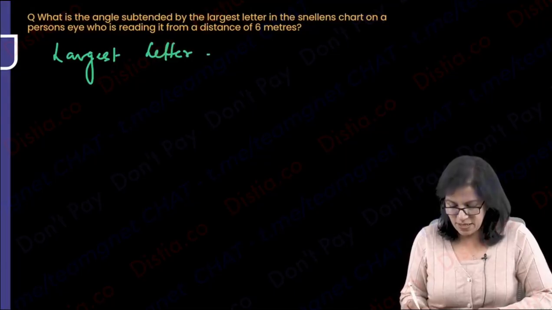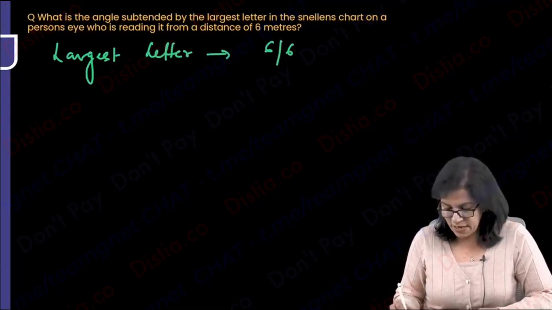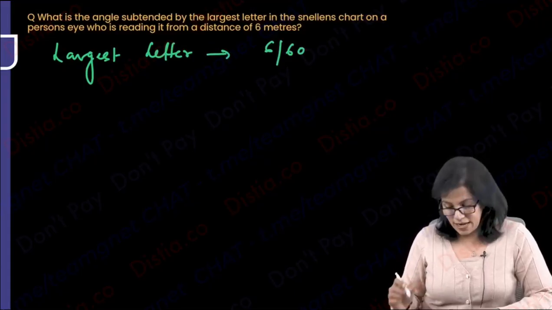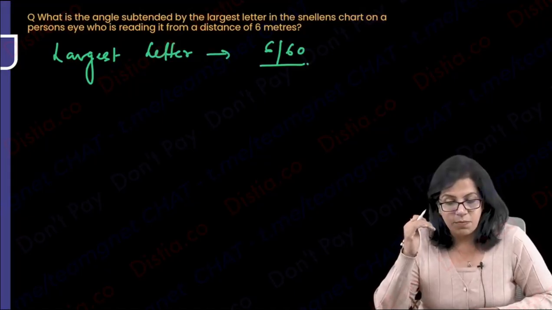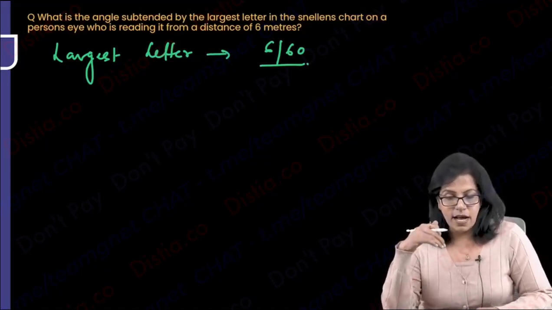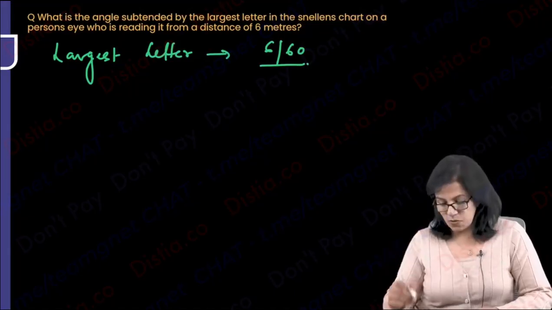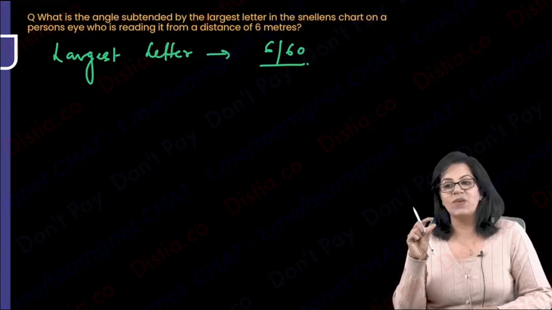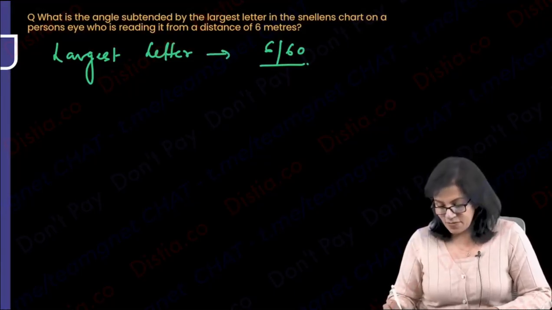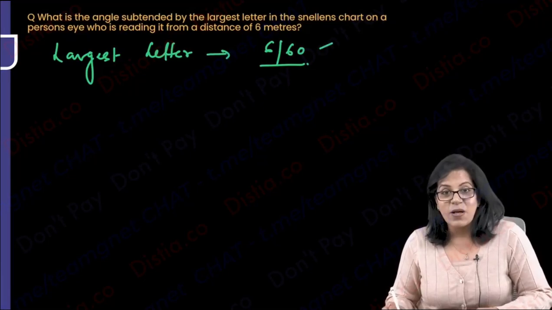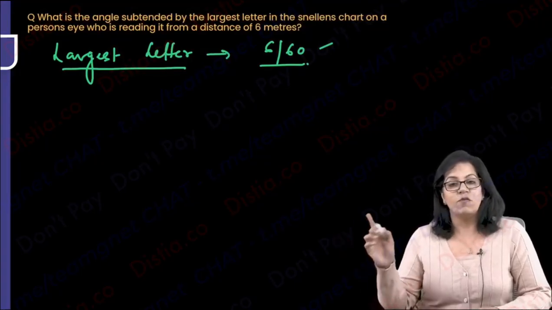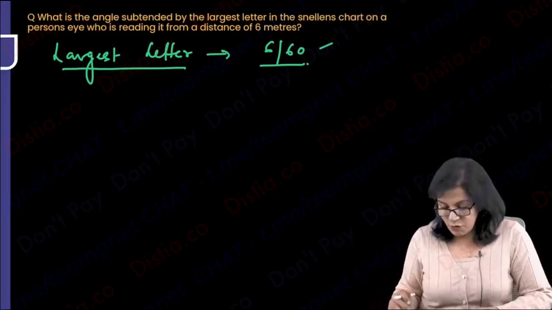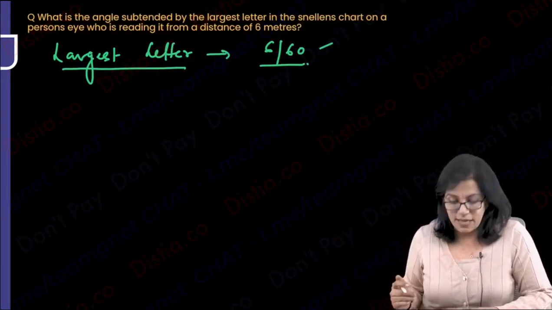Largest letter means we are talking about 6 by 60 visual acuity in the Snellen's chart. When they are asking you, did you understand the question first? The patient is now at 6-meter distance. So you know this, that when I say angle of 5 minutes and 1 minute, that will be at a distance of 60 meters. Now the question is that from 60 meters we know the angle. What will be the angle subtended from 6 meters? Okay, so this is the question.